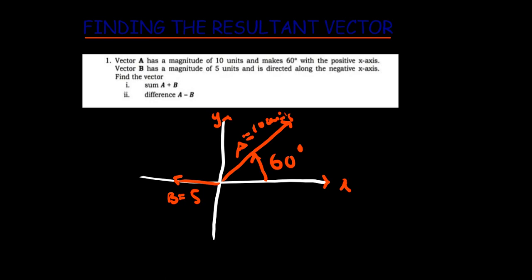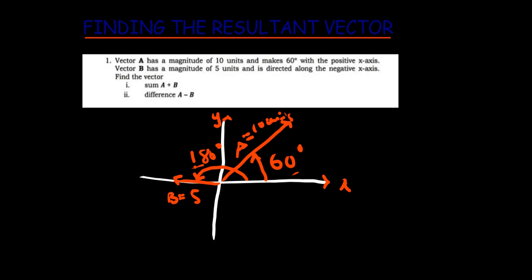So now, what is the angle between the positive x-axis and the vector B? We can measure from the positive x-axis until we reach vector B. As we can see, it is making an angle of 180 degrees. So the direction of the vector B is 180 degrees, and the direction of the vector A is 60 degrees.